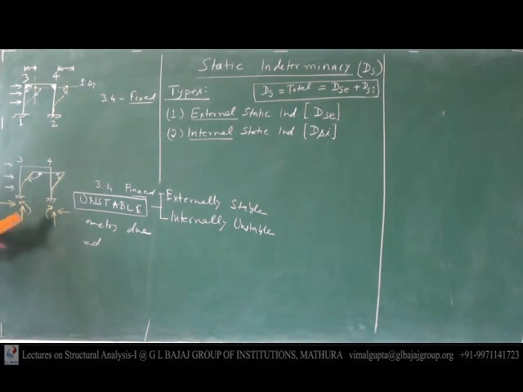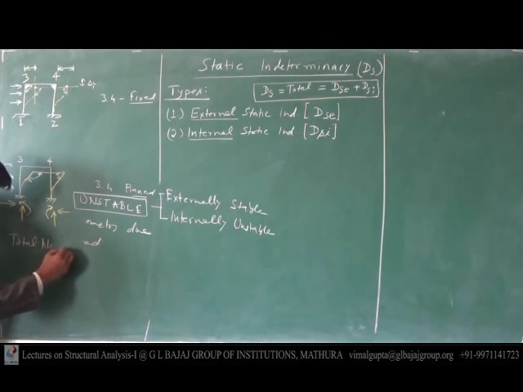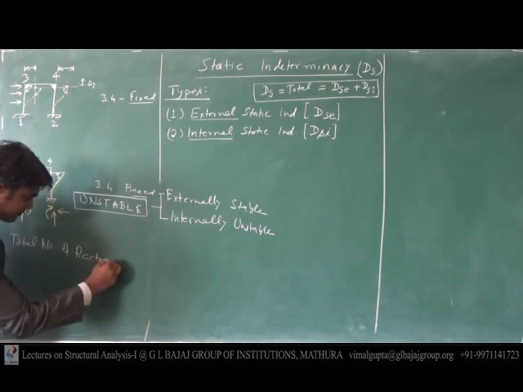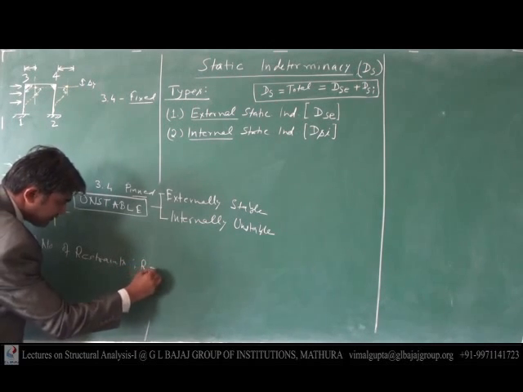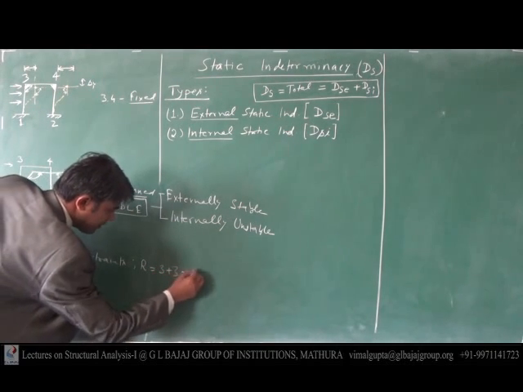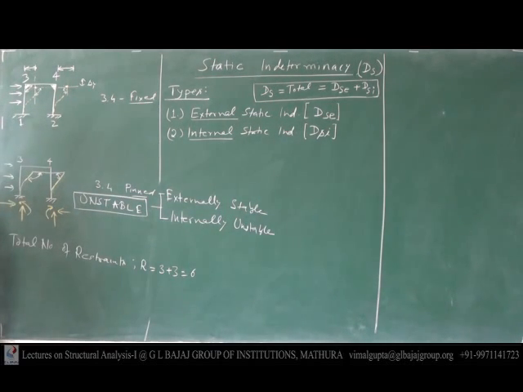Okay? Total number of restraints is equal to the number of supports, meaning 3 plus 3, that is 6. And all of them are not parallel with each other, and they are also not concurrent with each other. That's why they are stable.